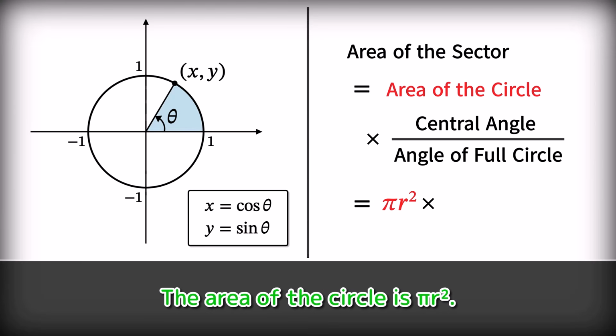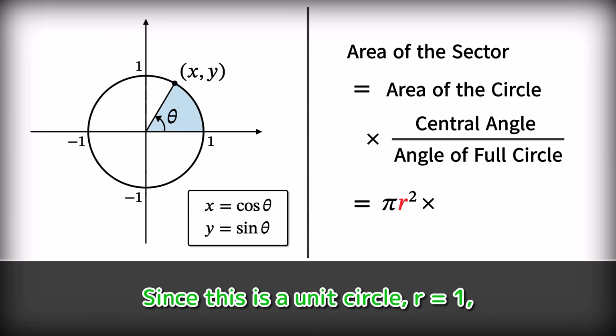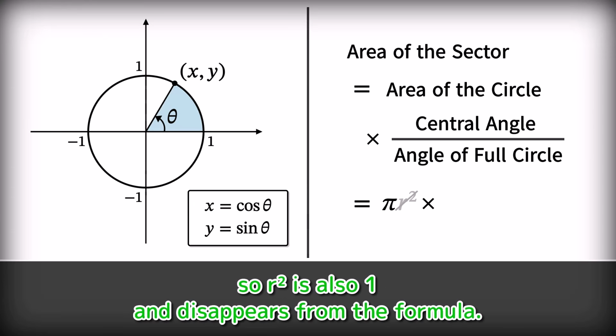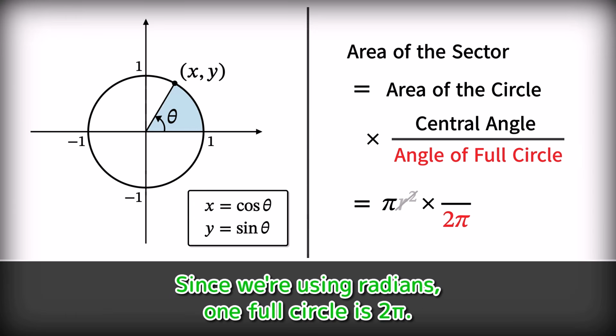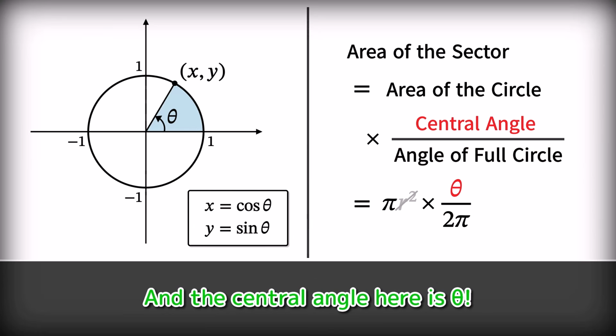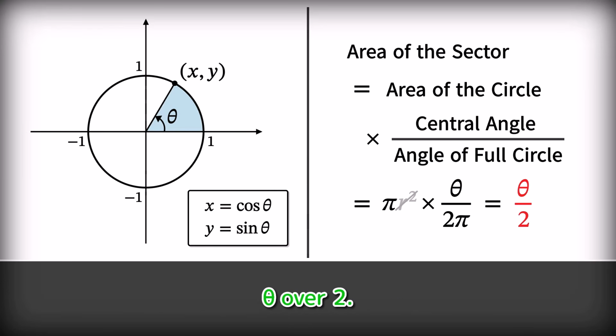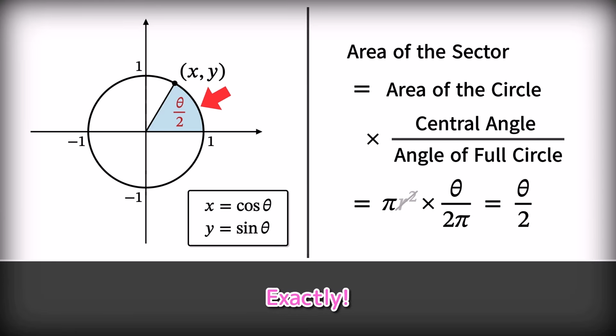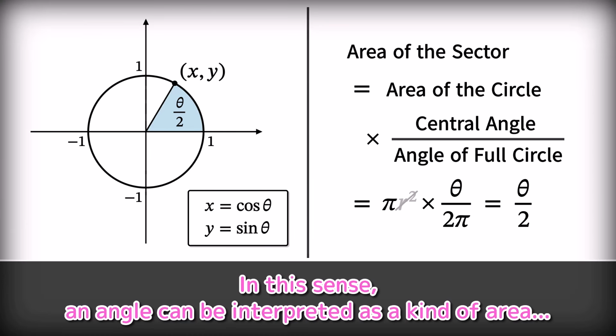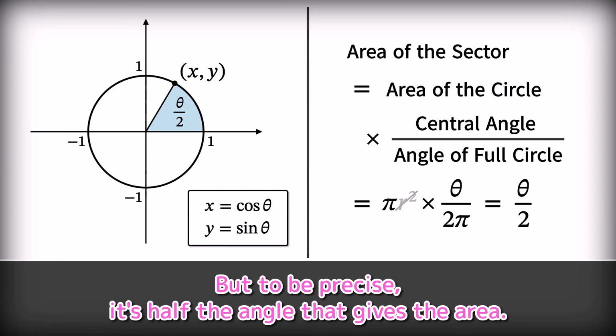Yup. The area of the circle is pi r squared. Since this is a unit circle, r equals 1, so r squared is also 1 and disappears from the formula. Next, write down the angle of full circle. Since we're using radians, one full circle is 2 pi. And the central angle here is theta. So the answer is theta over 2. So the area of this sector is theta over 2. Exactly. In this sense, an angle can be interpreted as a kind of area. But to be precise, it's half the angle that gives the area.